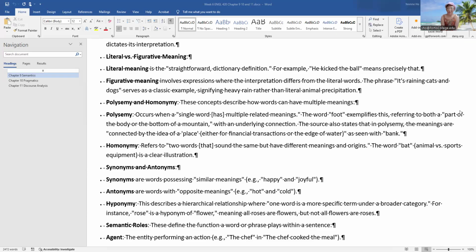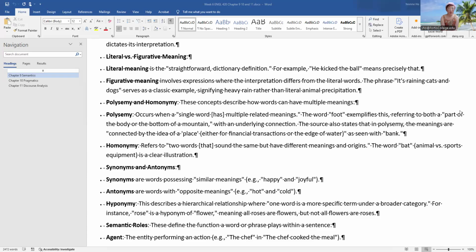Polysemy and homonyms. These concepts describe how words can have multiple meanings. Polysemy occurs when a single word has multiple related meanings. The word foot exemplifies this, referring to both a part of the body or the bottom of a mountain with an underlying connection. The source also states that in polysemy, the meanings are connected by the idea of a place, either for financial transactions or the edge of a water, as seen with bank. Homonyms refer to two words that sound the same but have different meanings and origins. The word bat, animal versus sports equipment, is a clear illustration.